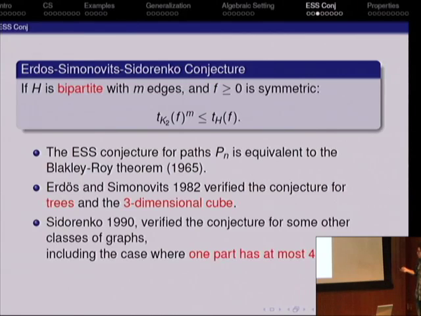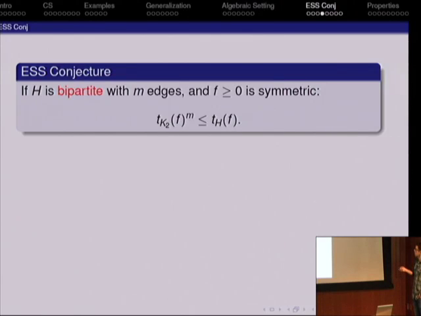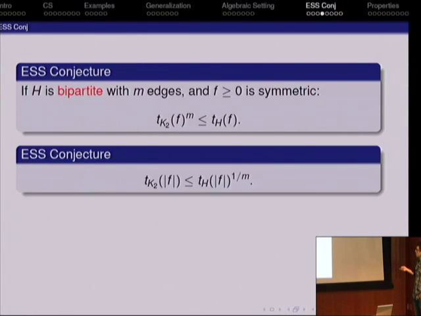But then Sidorenko formulated it in this nice analytic way and verified it for many other graphs, including the case where your bipartite graph has one part which has at most 4 vertices, and some other classes of graphs. And there's been more work, which I'll mention in a minute. But let's see what this conjecture means in our setting.